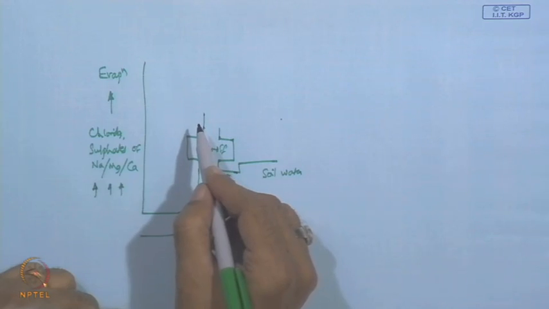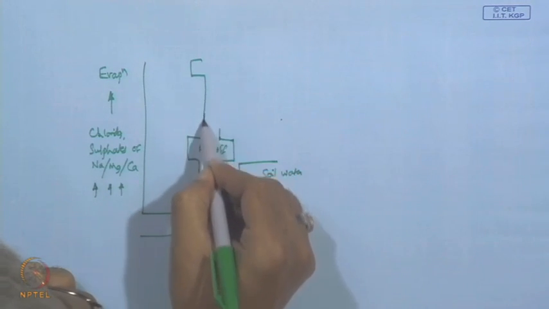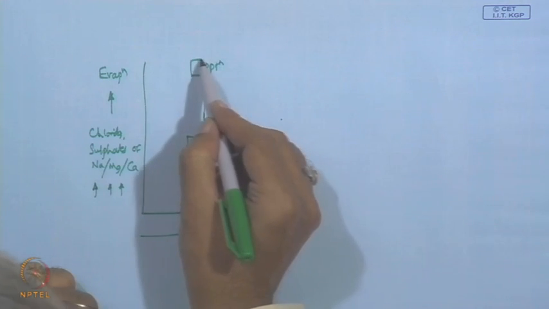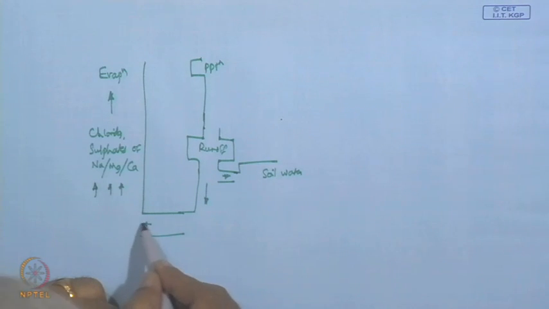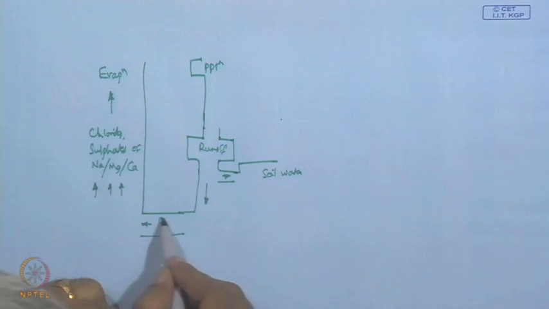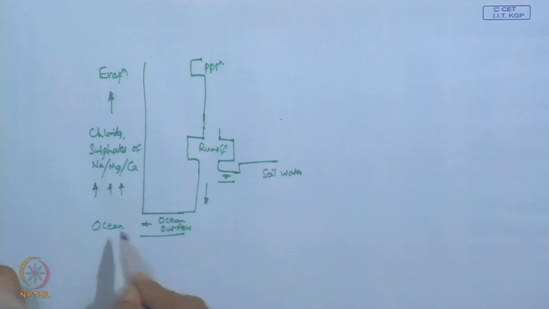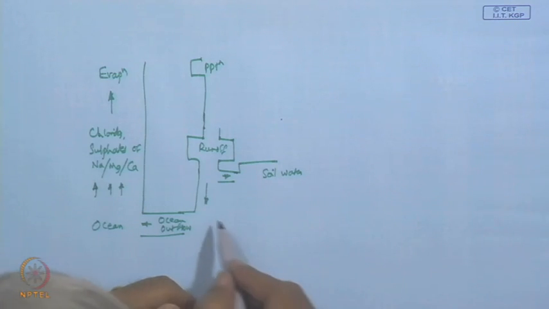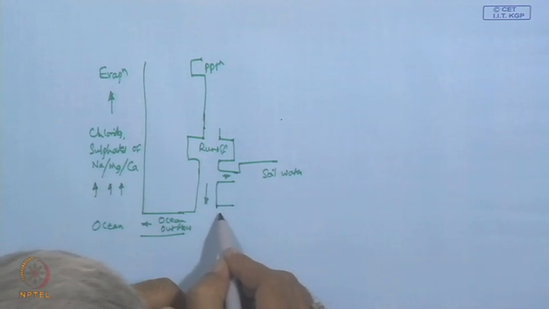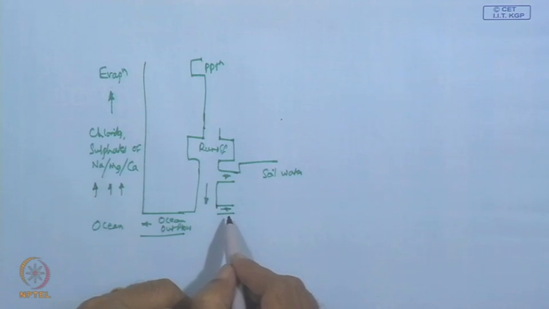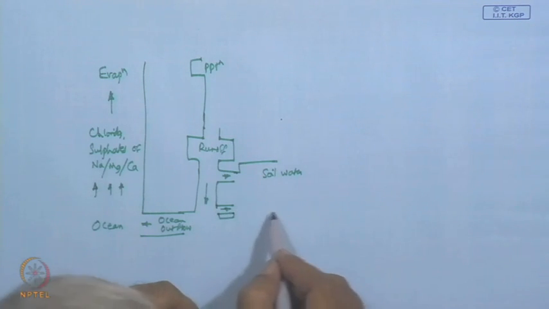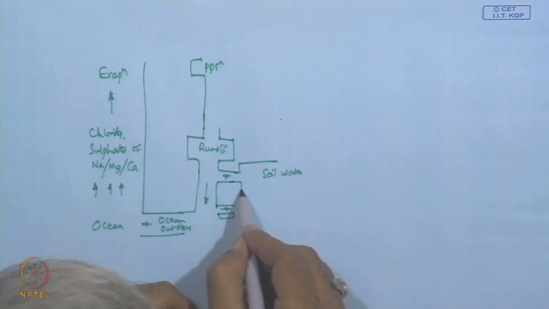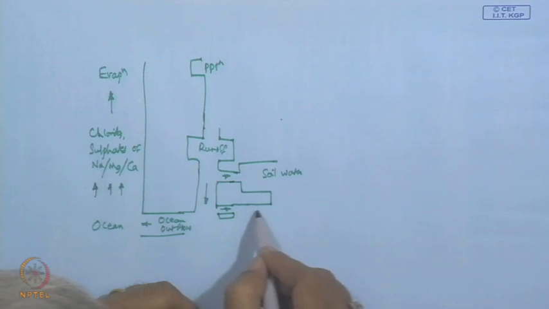And again, here you have the precipitation, and this part of runoff goes to the ocean outflow, and here there is an ocean. And this part of runoff goes to groundwater. Here this is soil water, which you have already discussed, and below this soil water we have the groundwater.